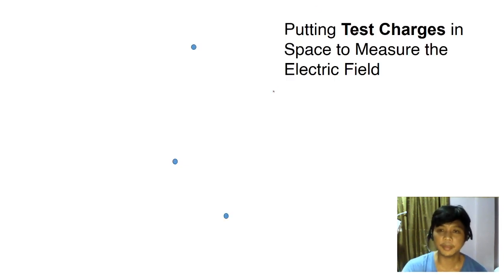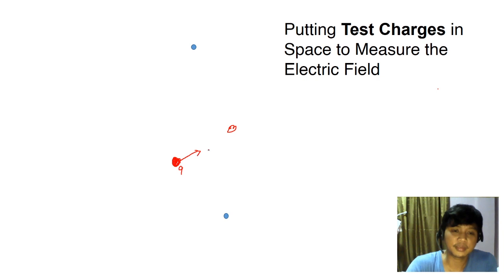Putting a test charge in space to measure the electric field. These are just three dots, three blue dots. They are not charges. They are not charged objects. These are three dots in space. So what we want to do is put a test charge on each of those dots to try to measure if there is any electric field. Let's say, for example, we put a red test charge here, call it Q. Then we observe it. What happens to Q? Oh wow, it experiences a force.